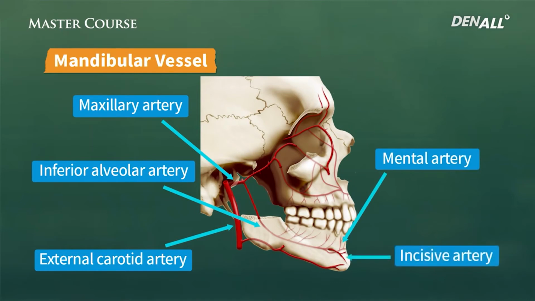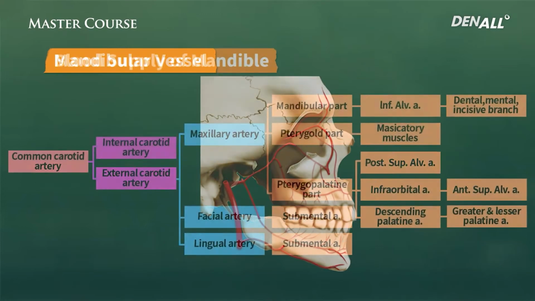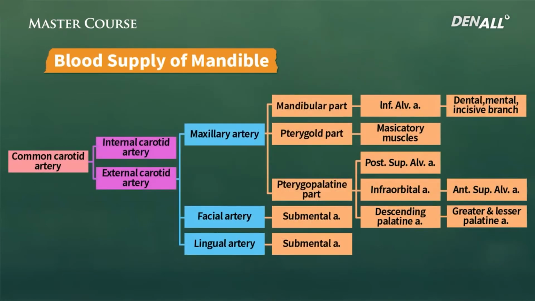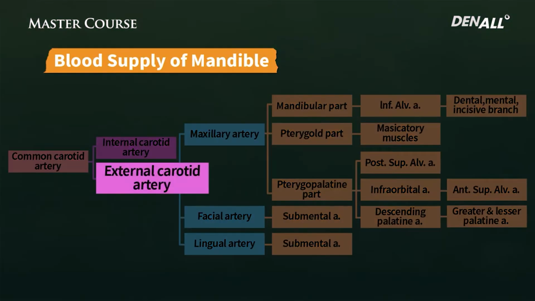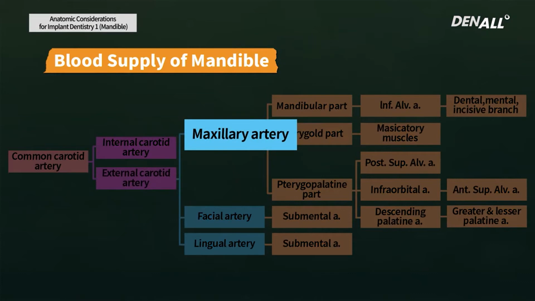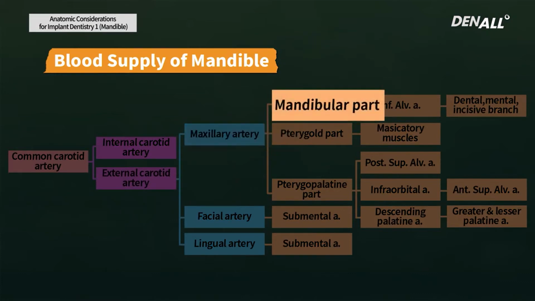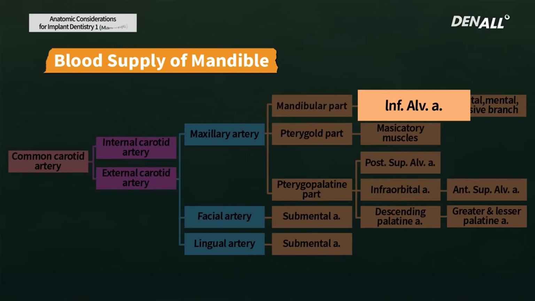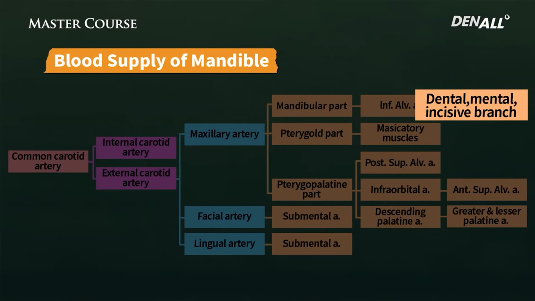From the mental foramen, the mental artery comes out. The incisive artery runs in the anterior region to supply blood. Blood supply of the mandible: external carotid artery, from there the maxillary artery. From here, there are three parts. From the mandibular part, the inferior alveolar artery comes out. From there, the mental and incisive arteries are branched.